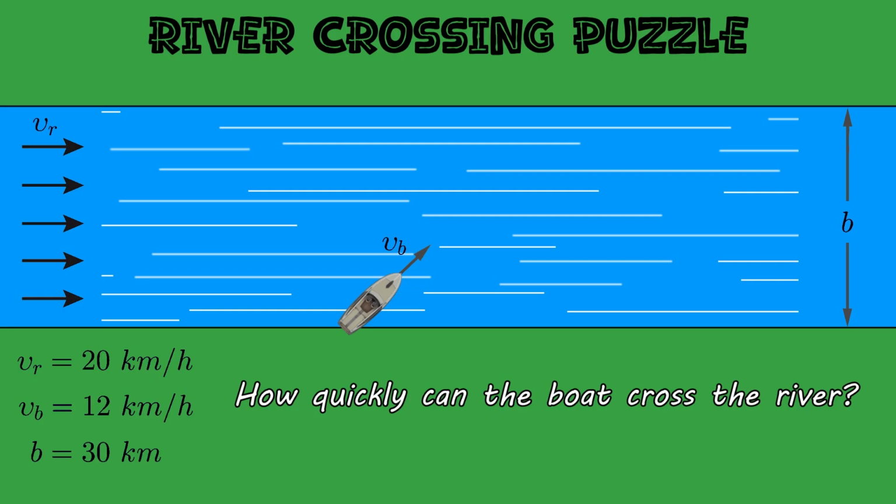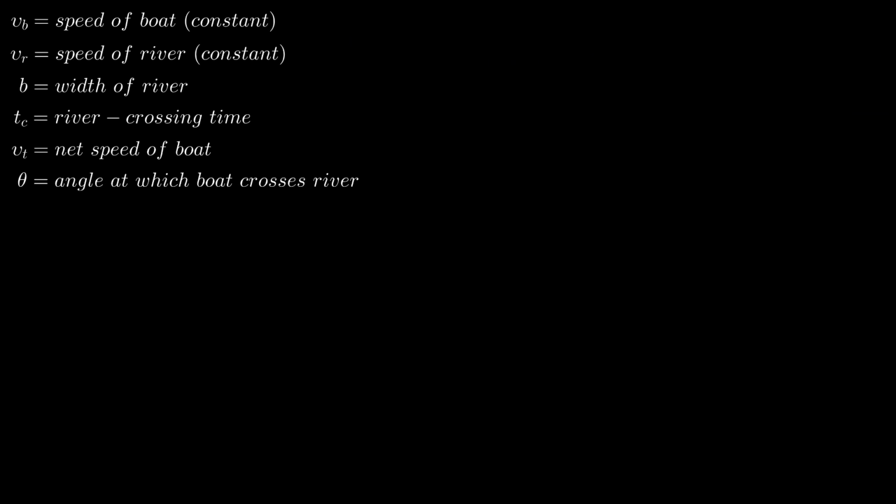Let's start out by making some definitions. V_B is the speed of the boat, which is a constant. V_R is the speed of the river. B is the width of the river. T_C is the time it takes the boat to cross the river. U_T is the total speed of the boat, reinforced by the river. And theta is the angle that the boat's trajectory forms with the starting riverbank.